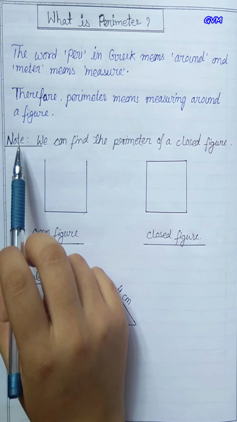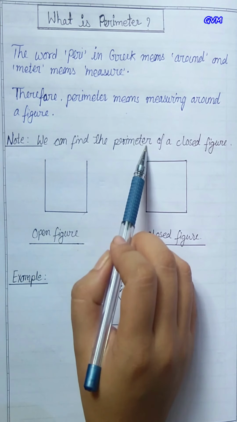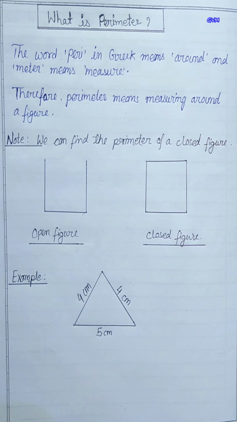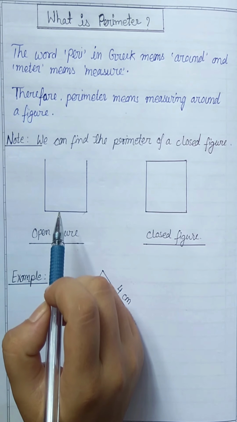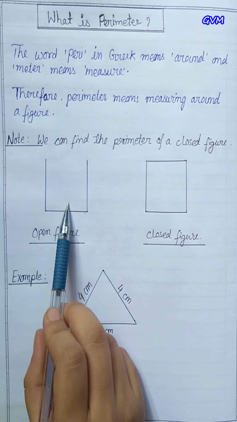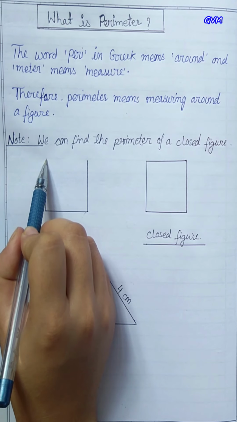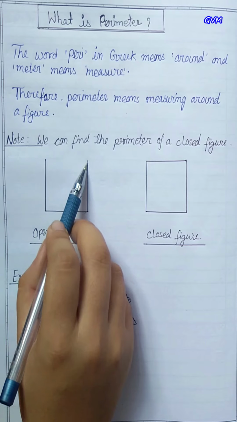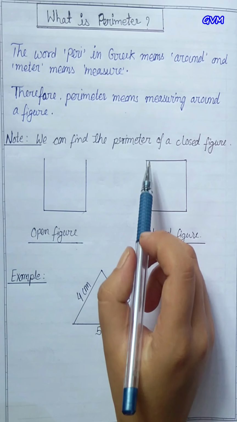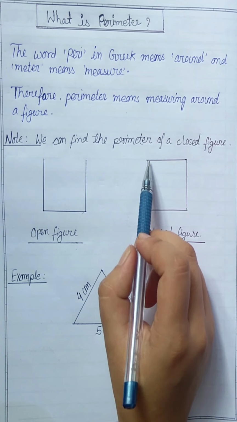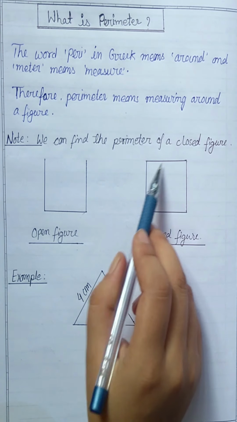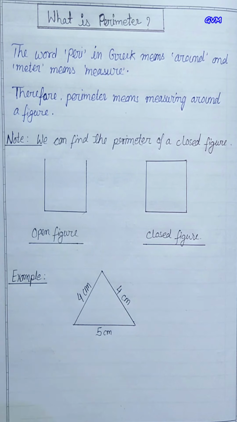Okay, note, we can find the perimeter of a closed figure. ओके, सो पेरीमीटर हम केवल क्लोज फिगर का ही फाइंड आउट कर सकते हैं. फाइन. And closed figure क्या हुआ? This is an open figure because the starting point and the end point are different. Okay, we can differentiate. And a closed figure is where the start and end points are the same. Okay, so this is a closed figure and this is an open figure.